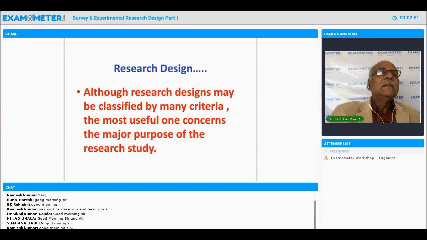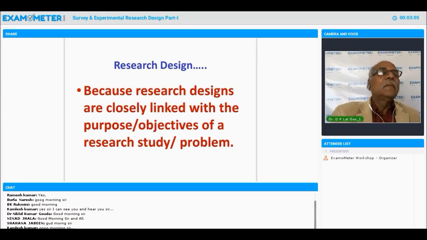Although research designs may be classified by many criteria, the most useful one concerns the major purpose of the research study, because research designs are closely linked with the purpose or objectives of a research study problem.